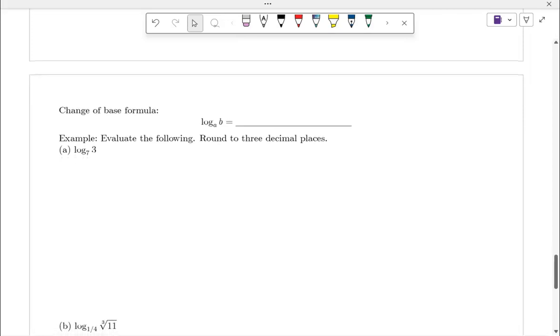This is a formula that you use when you need to find a decimal approximation for something where you don't have a button on your calculator. Your calculator, again, has 2 buttons, right? It has LOG, which is base what? 10. And LN, which is base e, right? Those are the only 2 buttons you have on your calculator. So if you wanted me to do something like part A here, where it says log base 7 of 3, you don't have that button on your calculator, right? So we need to do something with this.